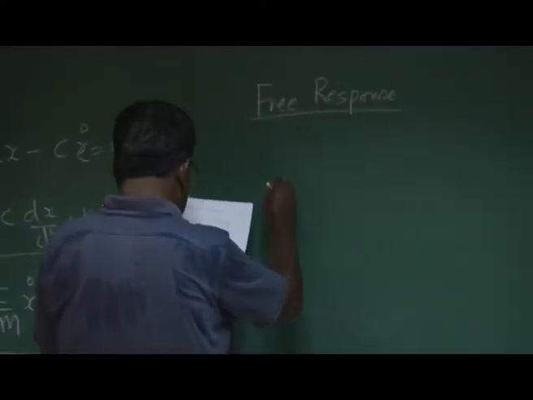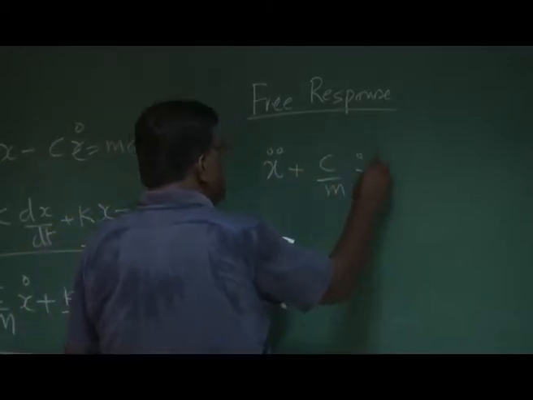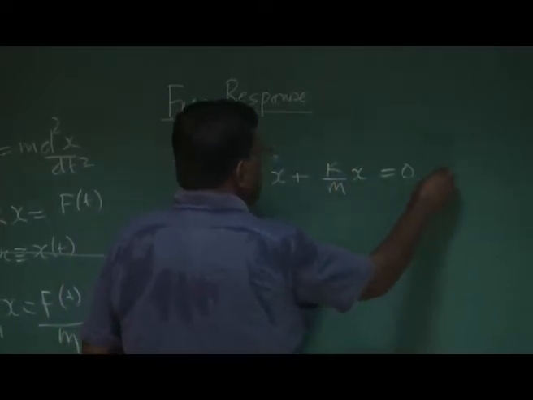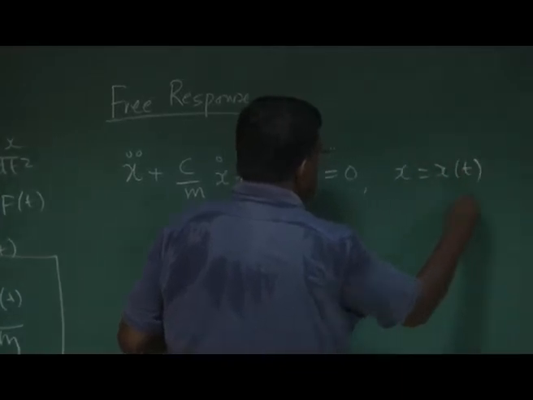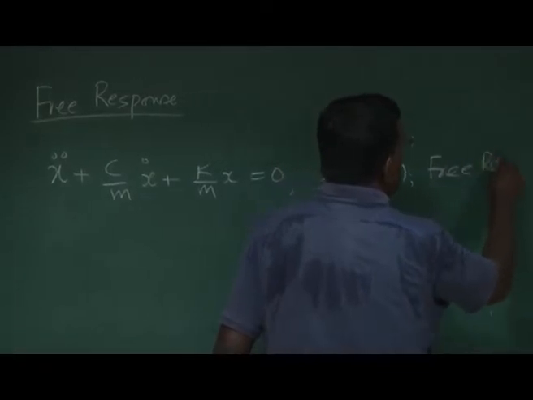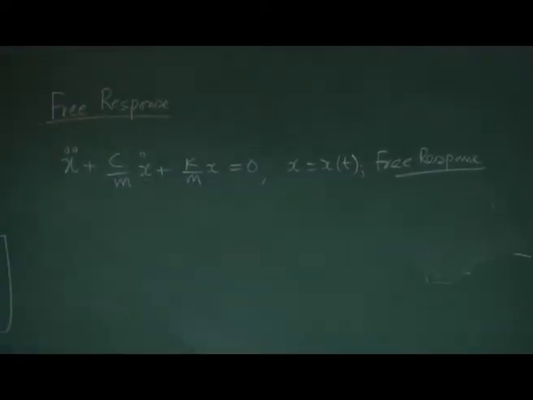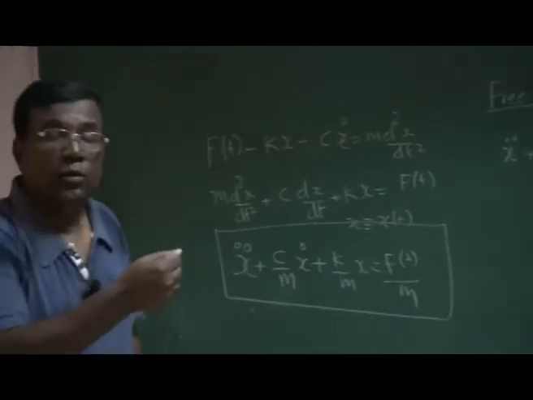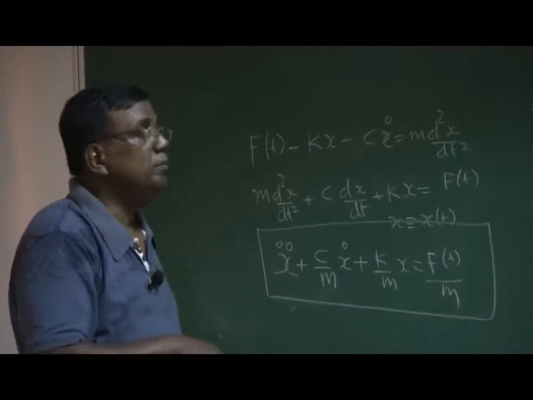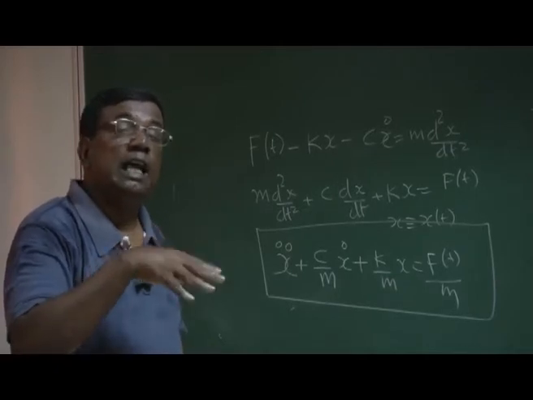So I can write this as x double dot plus c by m x dot plus k by m x is equal to 0, where x is nothing but x of time. And this is free response. We will be analyzing controlled response also. That is, we will not take the elevator to a null position again. We will hold the elevator and see how finally it is going. But we are talking about free response because for a linear system, if I know the free response, I know how it behaves in a controlled response.